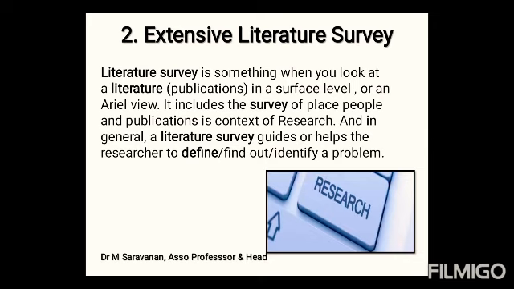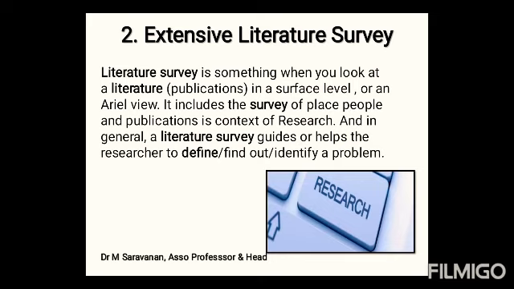Second one is extensive literature survey. Literature survey is something when you look at a literature in a surface level or an aerial view. It includes the survey of place, people, and publications in the context of research. And in general, literature survey helps the researcher to identify a problem.